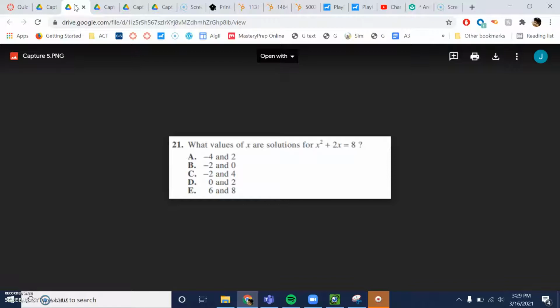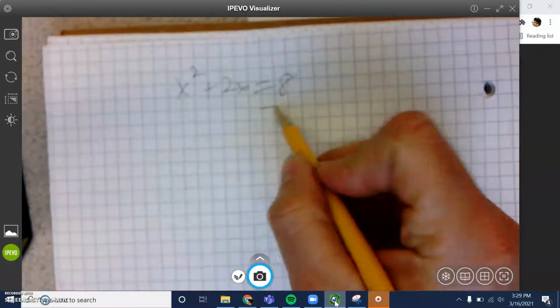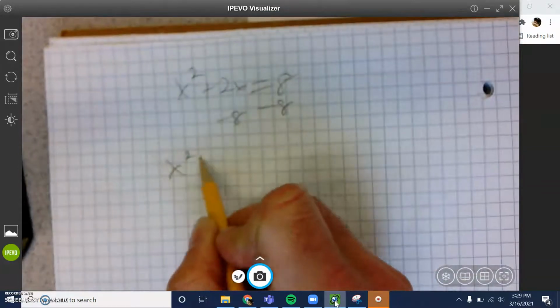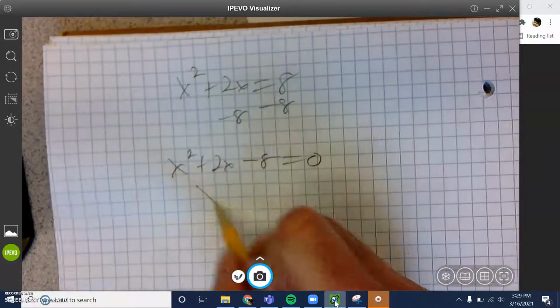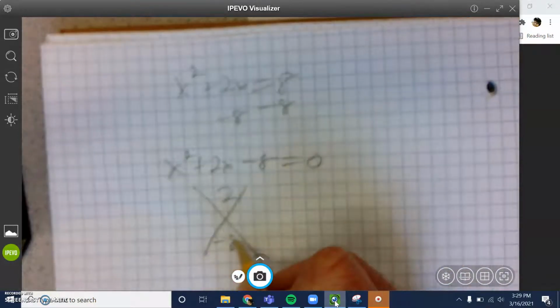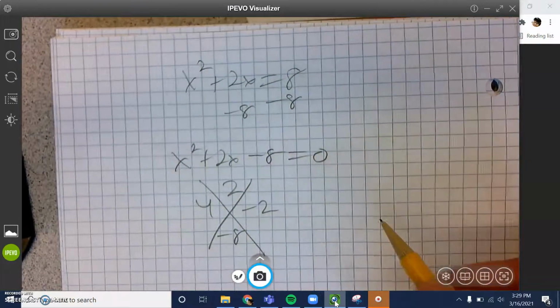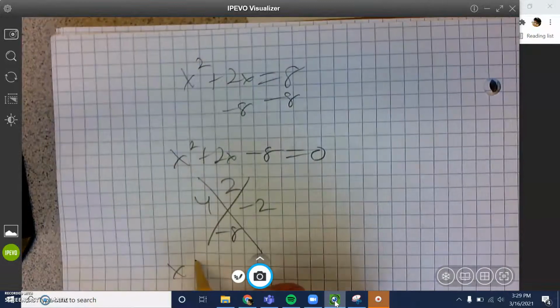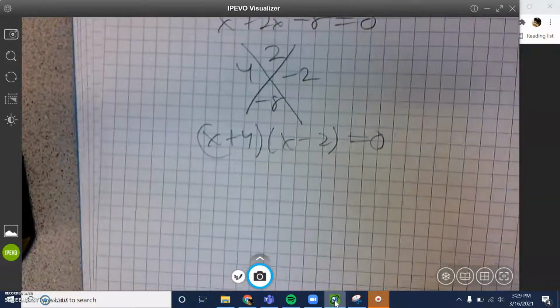X squared plus 2x equals 8. Okay, first step. What do I do? Yeah, have it equal to 0. So I need to subtract 8 here. X squared plus 2x minus 8 equals 0. What do I do now? Yeah, you can factor. What adds to 2 and multiplies to negative 8? Yeah, 4 and negative 2. So that's going to be (x plus 4)(x minus 2) equals 0.